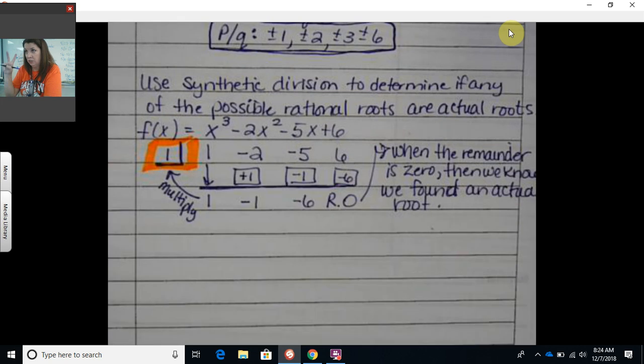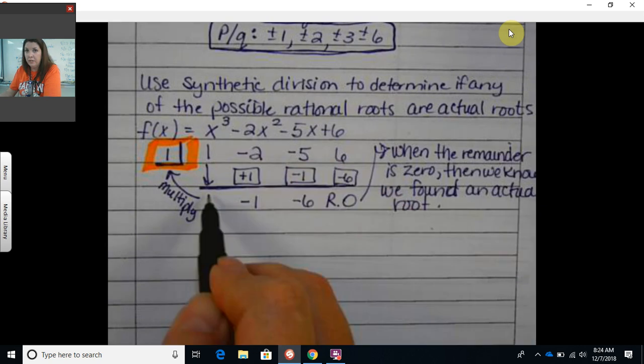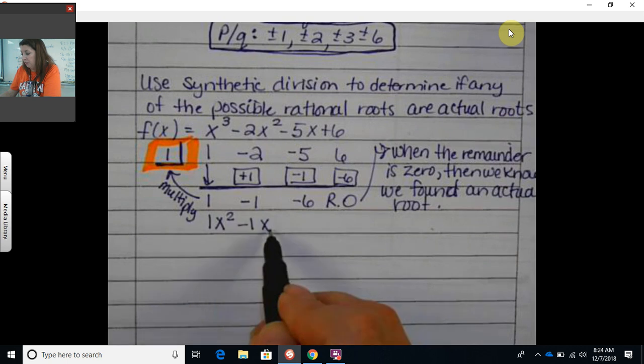So what we're actually doing is factoring out a factor and seeing what's left. Think about it like a common factor. If this is 3 degrees, then this term will be a quadratic term. It'll have 2 degrees. So this is like 1x squared, and then you go down. The next term will have 1 degree. So minus 1x minus 6.